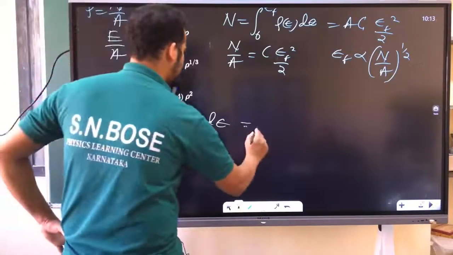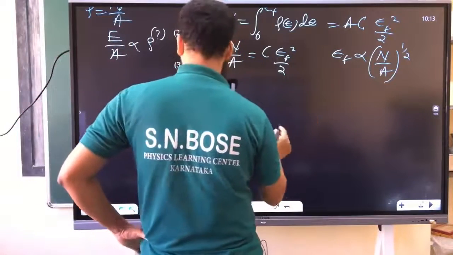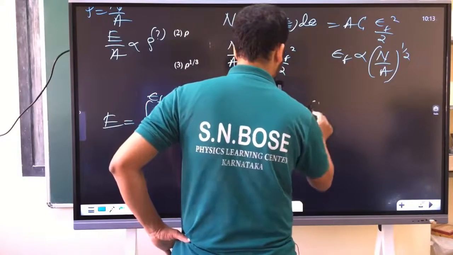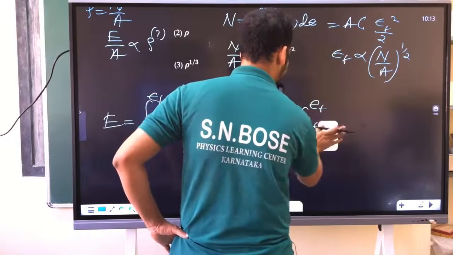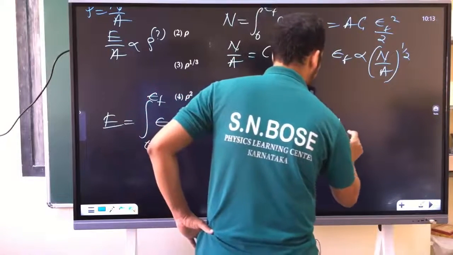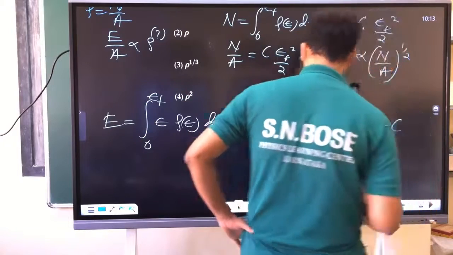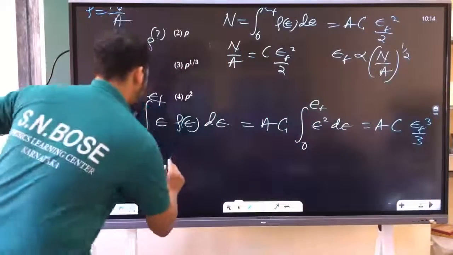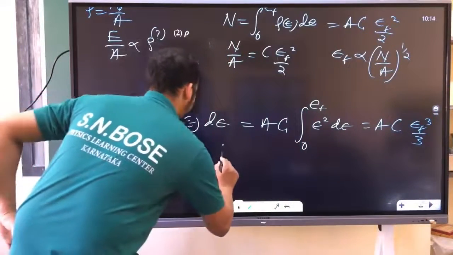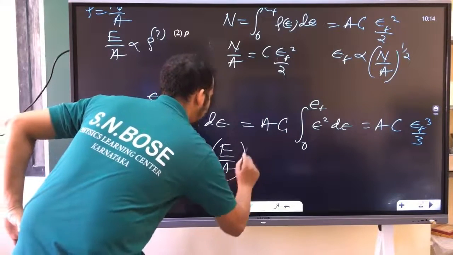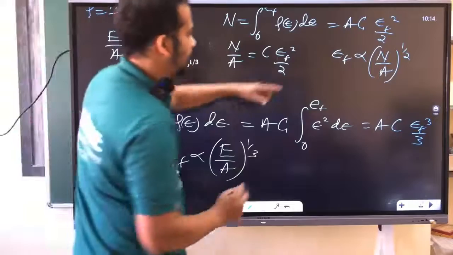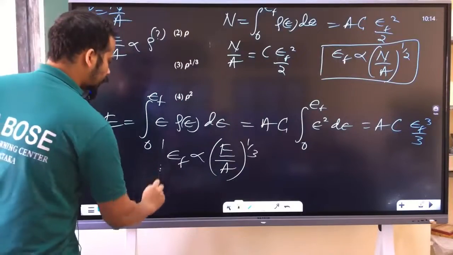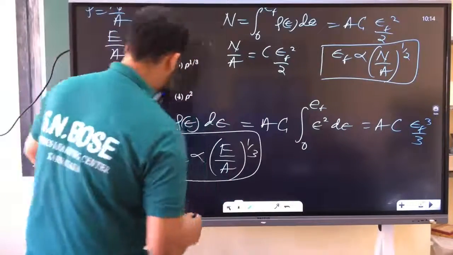So then what will happen here is, area into constant into the integral from 0 to EF of E square dE, that's equal to area into constant into EF cube by 3. When you take this area here, EF is proportional to the energy per unit area to the power 1 by 3. What is this expression? Fermi energy is proportional to the number per unit area to the power 1 by 2. So then can I write like this?